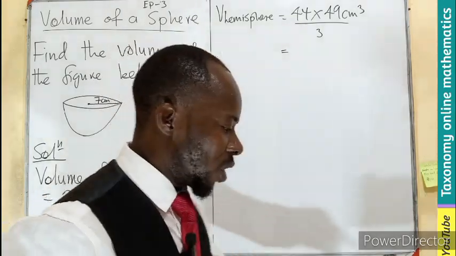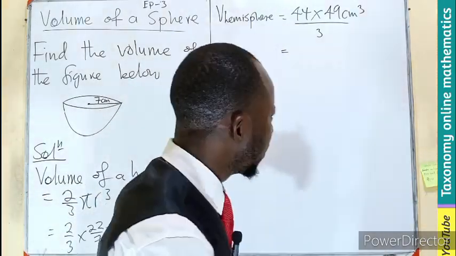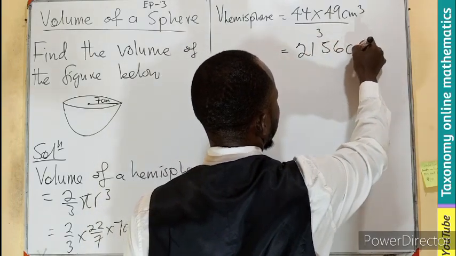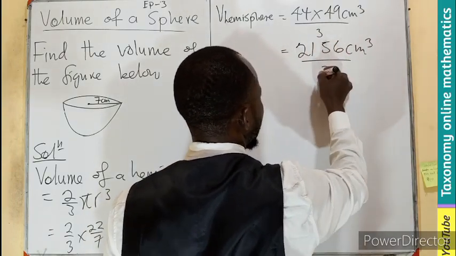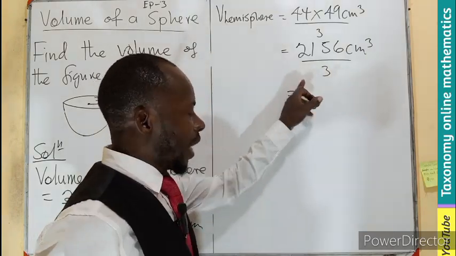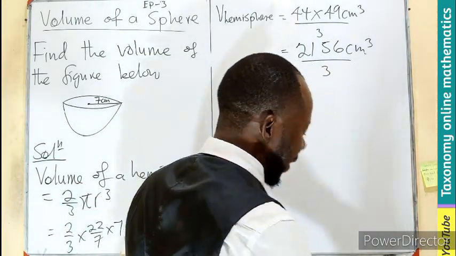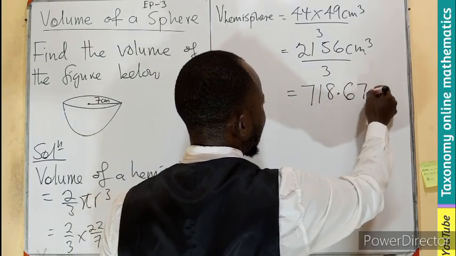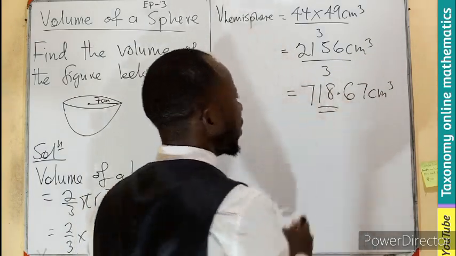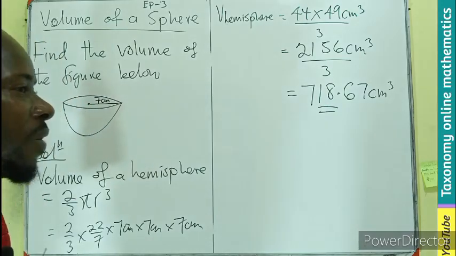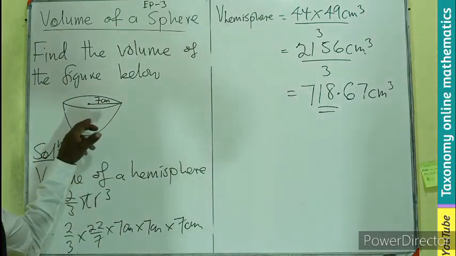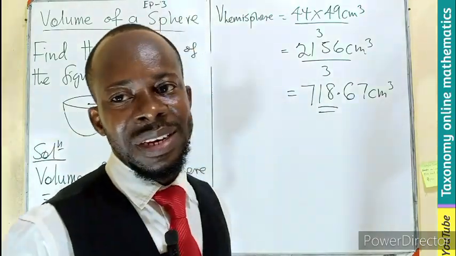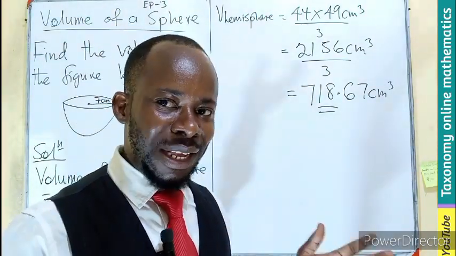And when we punch that on our calculator, it gives us 2156 centimeter cube divided by 3. So let's divide that by 3. That will be 718.67 centimeter cube. So the volume of a hemisphere with the radius of 7 will give us 718.67 centimeter cube. I guess you follow.